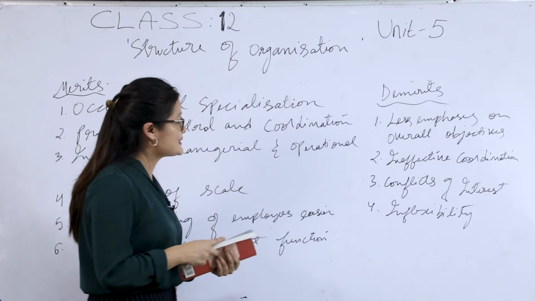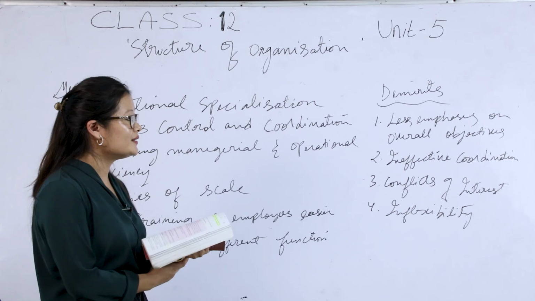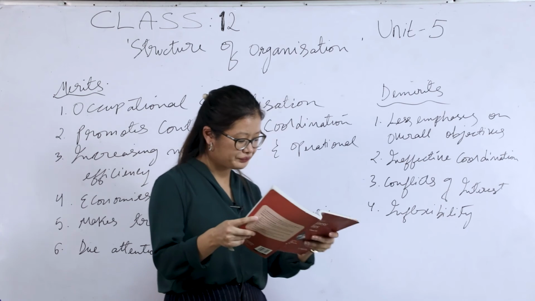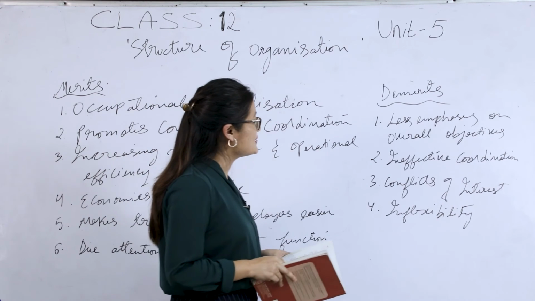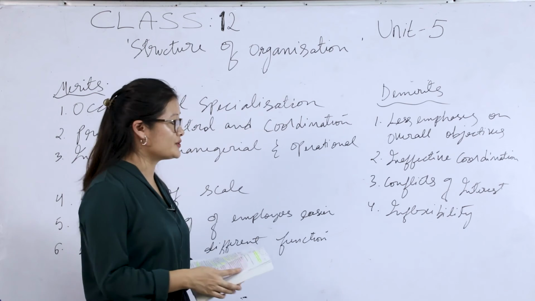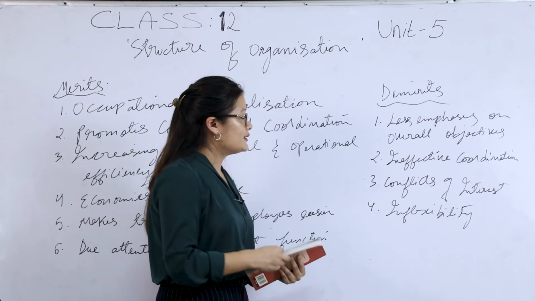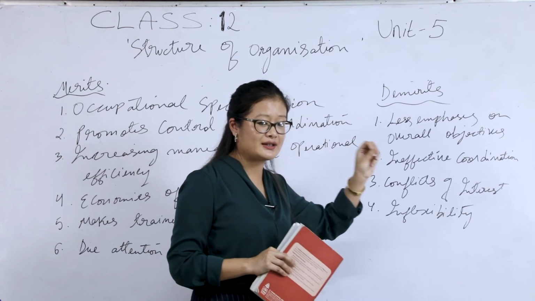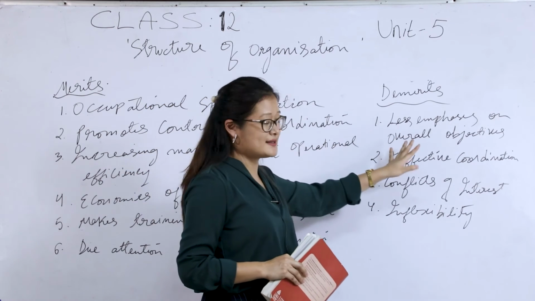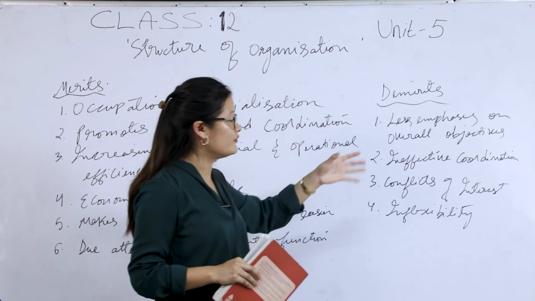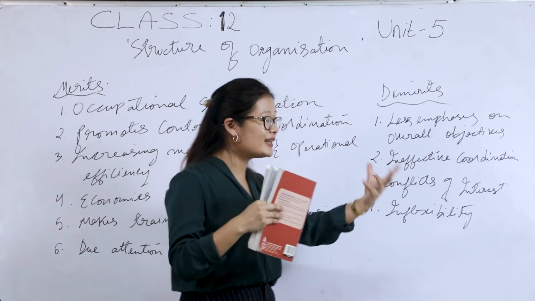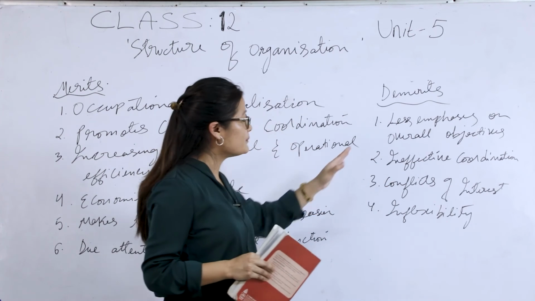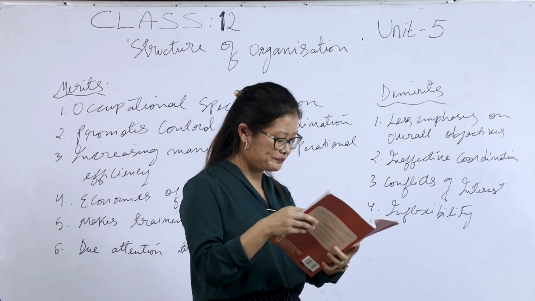Moving on, let's have a look at the demerits. Demerits, in other words, are also known as limitations or disadvantages. Number one, less emphasis on overall objectives. We have the same reason for this as well. Why? Because this organization is only focused on achieving their departmental goals instead of focusing on overall goals. So it becomes disadvantageous for them.